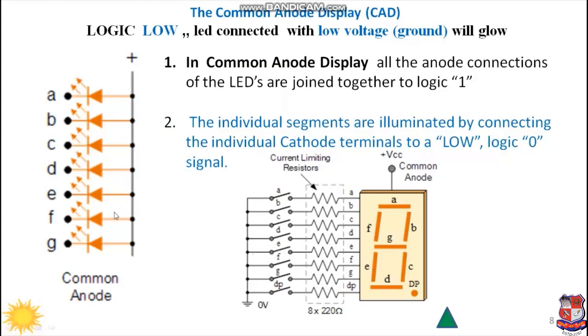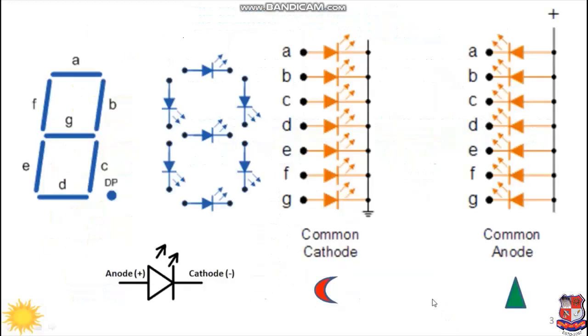You can see here all the anode sides are connected to higher potential. Whenever we want to glow the A LED, the A segment is given earth, or it is given 0 voltage. If we want to glow the E LED, the E LED will be connected to 0 volt. There will be a potential difference and hence it will glow.